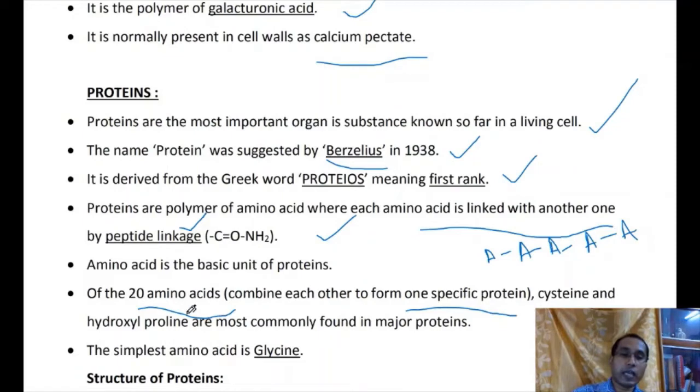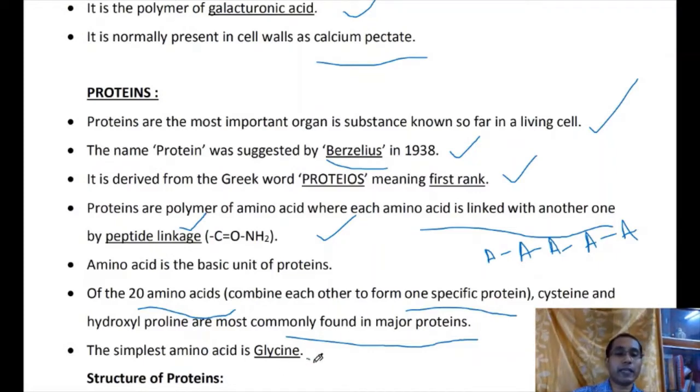Cysteine and hydroxyproline are commonly found amino acids in proteins. This is a question that also comes. And the simplest amino acid is glycine. This is also another important question.